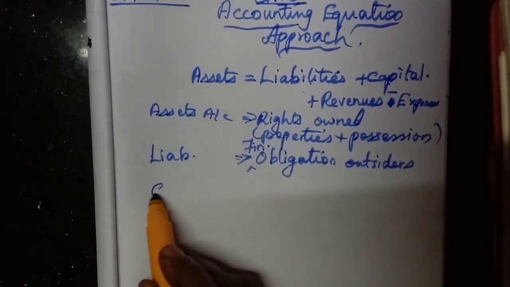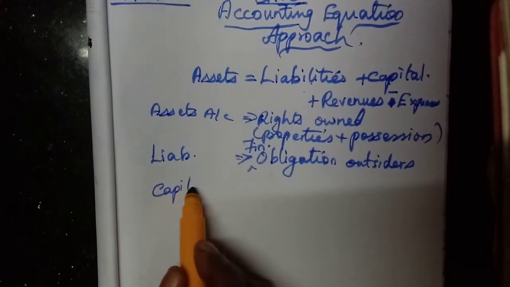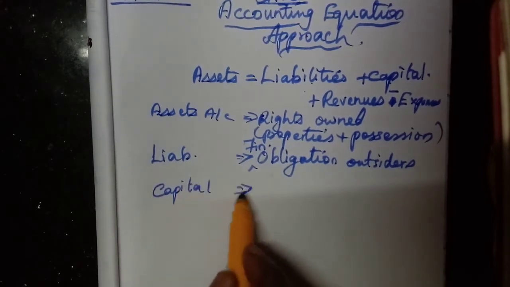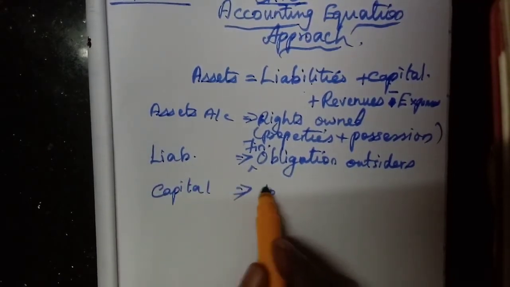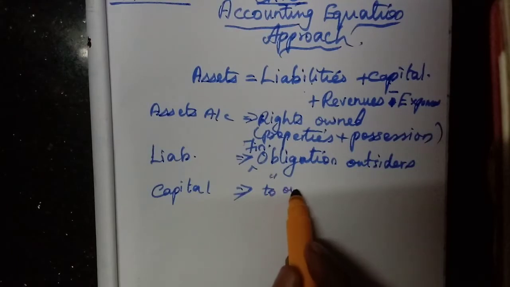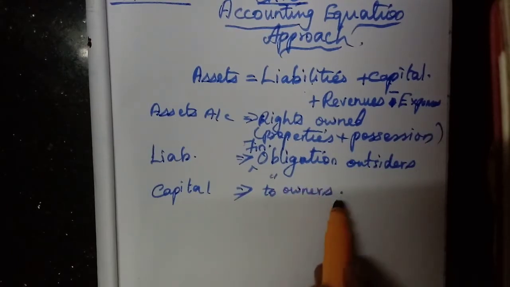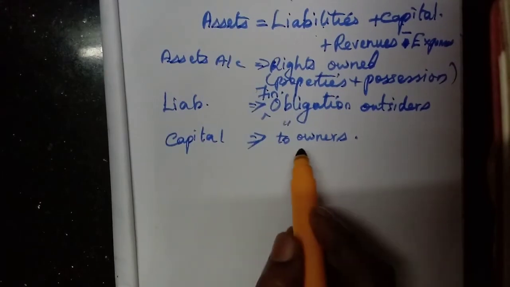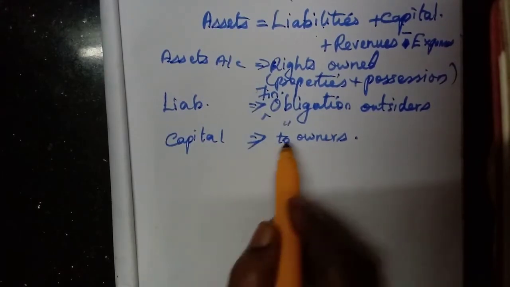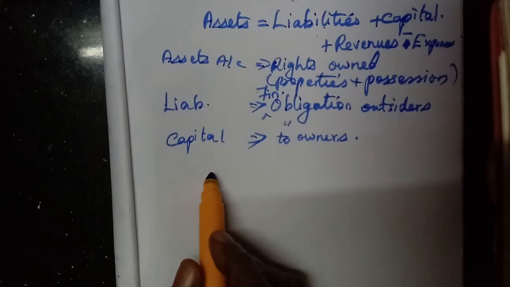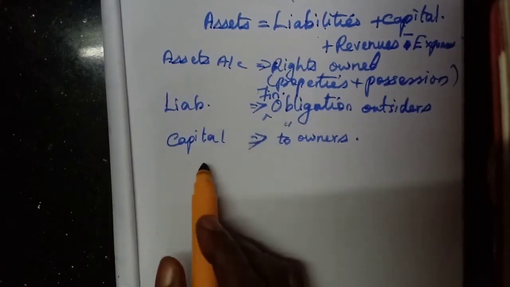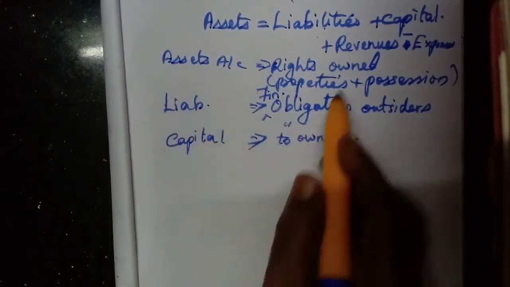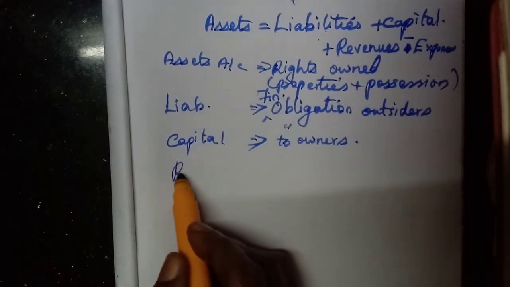Then capital is also a financial obligation of the business, but it is to owners. Because the owner is the person who invests money in the business. That amount should be repaid by the business to the owner. That is also one of the obligations. So assets, liabilities, capital. Then revenues.